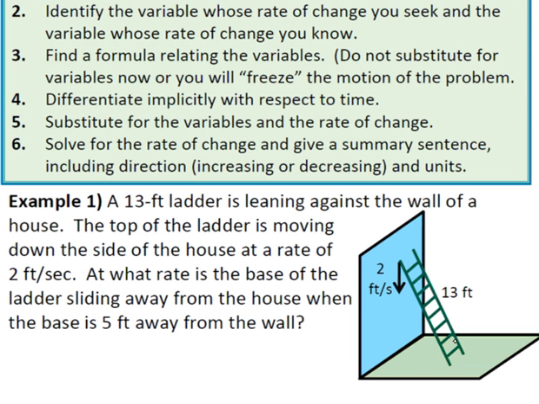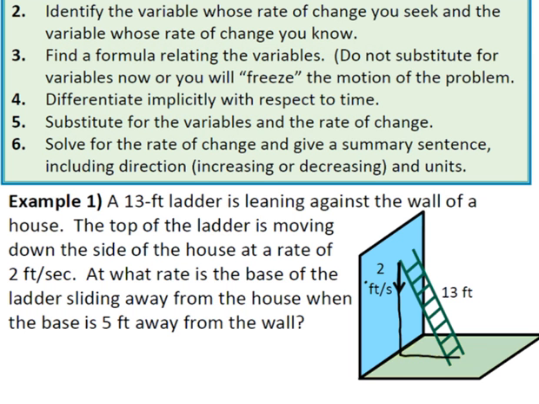We have this 13-foot ladder, and the reason we can label that as 13 feet is because it's a constant. The length of the ladder will not be changing. But the length from the top of the ladder to the floor will be changing, and also the length from the base of the ladder to the wall will be changing. If you look at the third step, it says find a formula relating the variables. But what's important is to not substitute for the variables now, or you will freeze the motion of the problem. So I'm not going to write in my picture the base is 5 feet away, because we're actually moving, and so that would not be accurate.